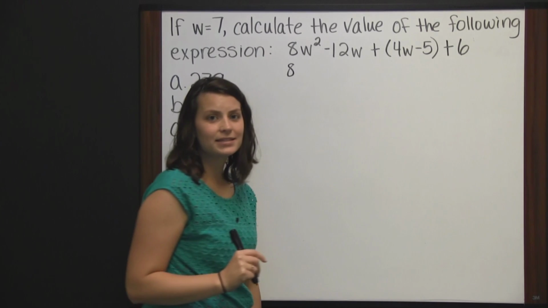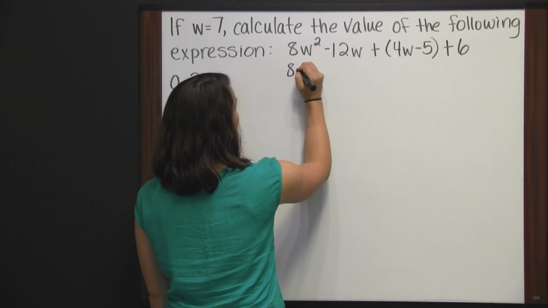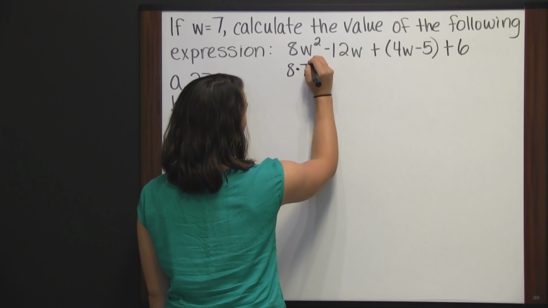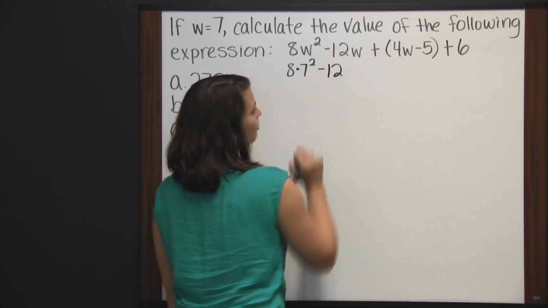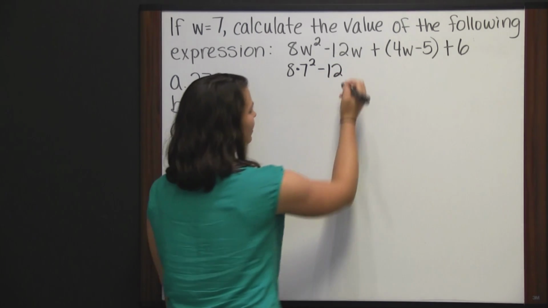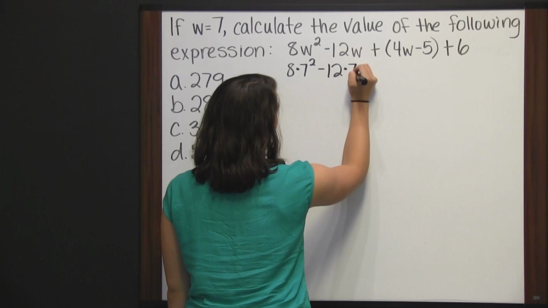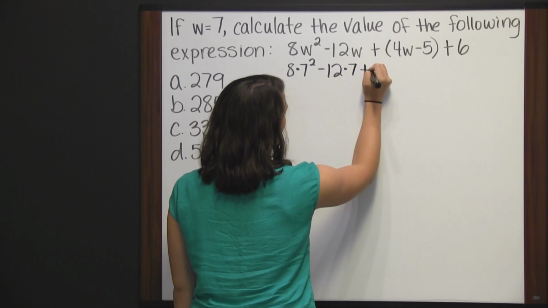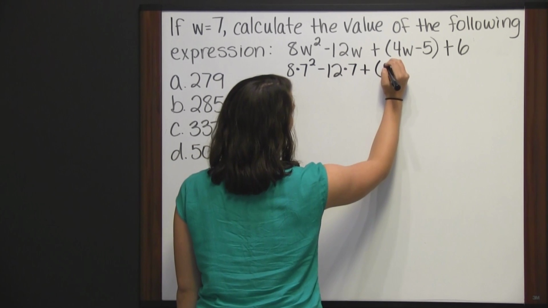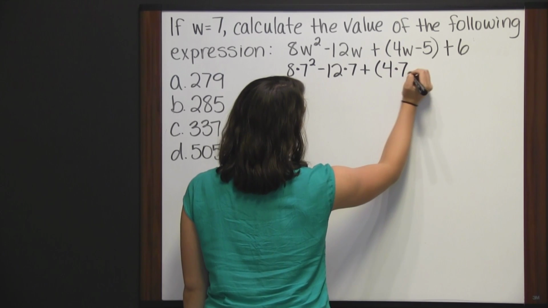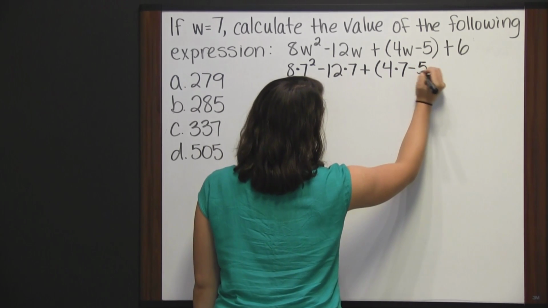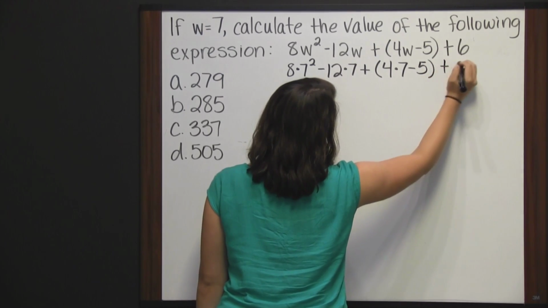We're going to replace w with 7, so it's 8 times 7 squared minus 12. Again, replace w with 7, so times 7 plus, bring down the parentheses, 4 times w, or times 7, minus 5 plus 6.